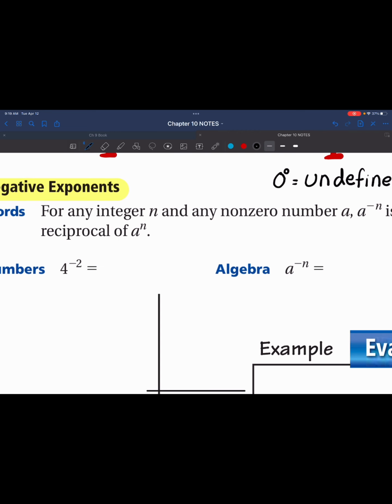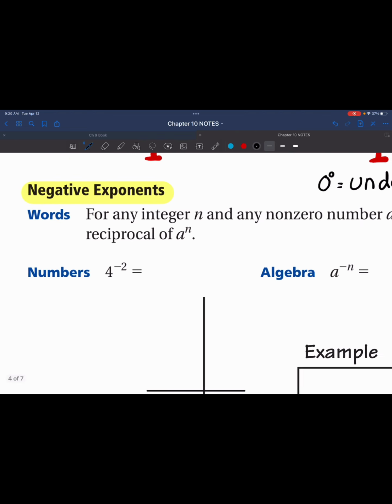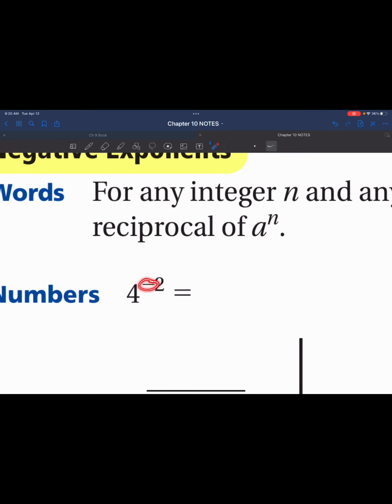For any integer n, and any non-zero number a, a to the negative n is the reciprocal of a to the n. I know that's weird. I know that's chaotic. But what they're saying is, and this is how I remembered it as a kid, take the negative that's in your exponent, turn that negative into a fraction bar, and then put a 1 above it. Basically, 4 to the second could be written as a fraction.